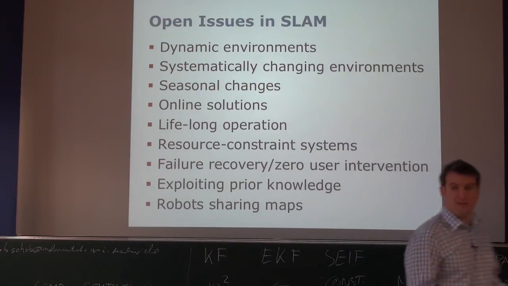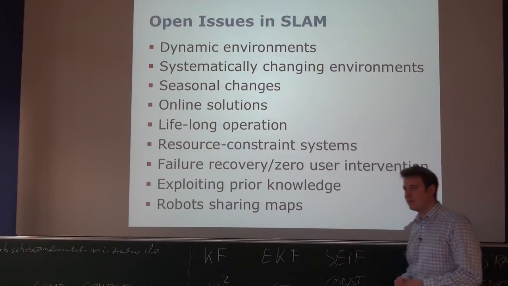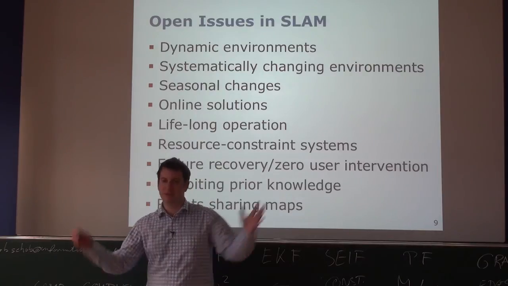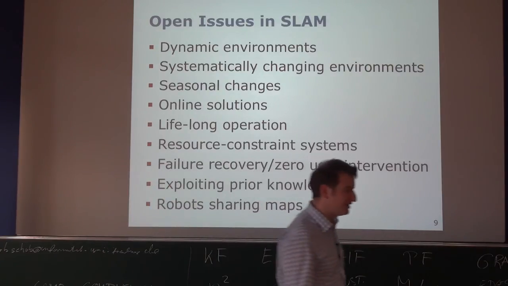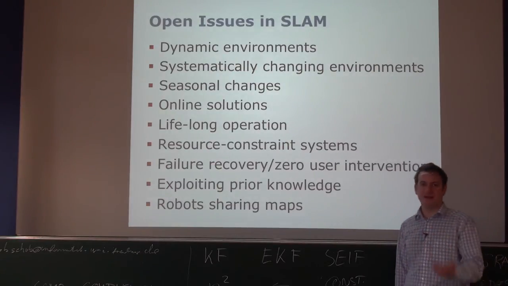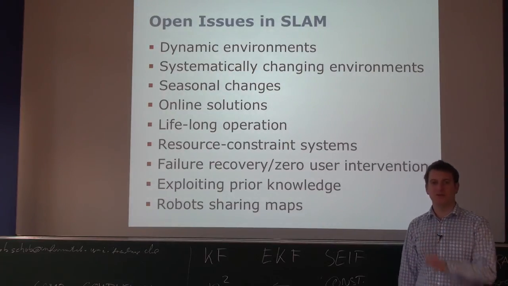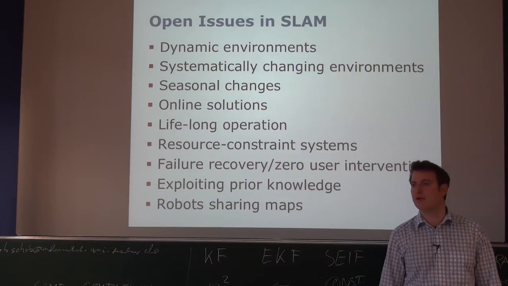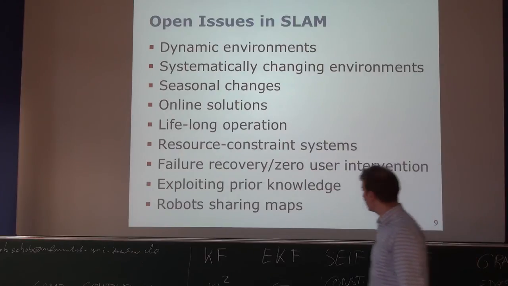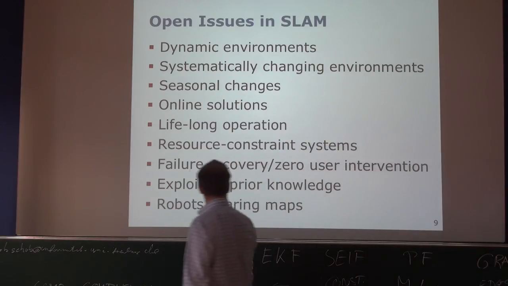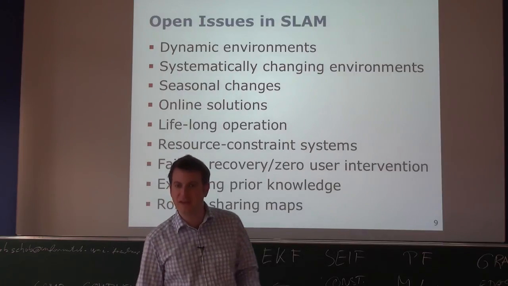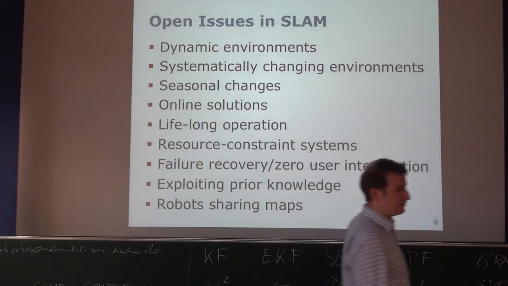People are working on that. There has been dramatic progress in this respect, but there is still no out-of-the-box solution you can buy. It may come up, but currently it's not available. And especially on resource constrained systems, like flying vehicles, humanoids, there are still limitations on what you can do on those systems. What about failure recovery? If you go for zero user intervention, the system should identify itself if it made a mistake. Also something which is not really solved yet.